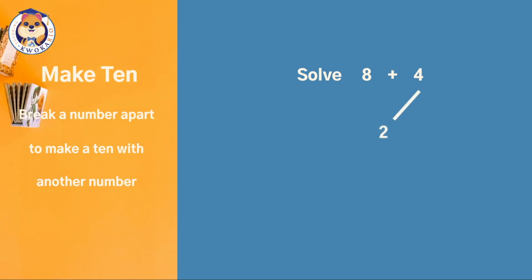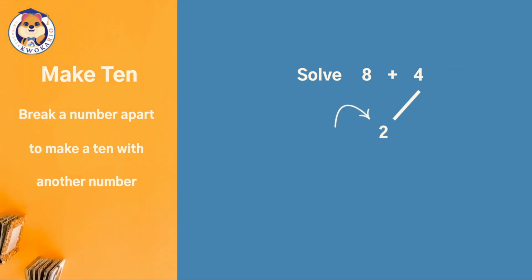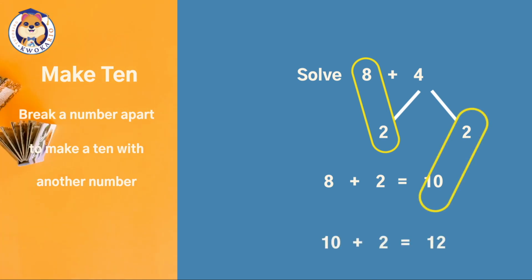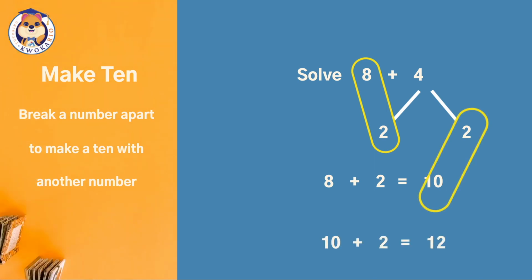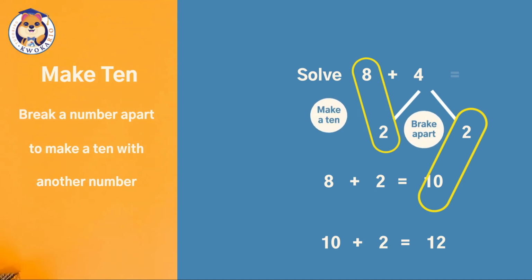To make a 10, we know 4 is a whole. We know one part is 2. What is the other part? 2. So we broke apart 4. Now, if 8 plus 2 equal 10, we can easily add 10 and 2, which makes 12. Look, we broke apart, and we made a 10, which showed how 8 plus 4 equal 12.